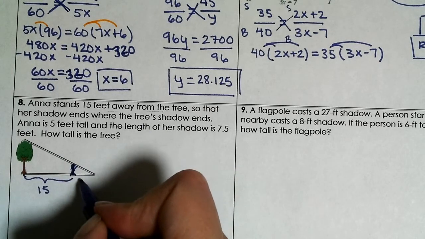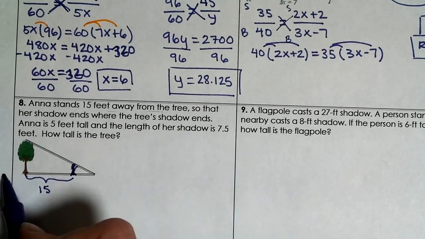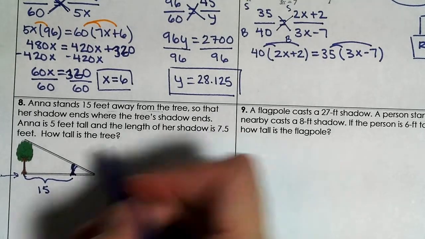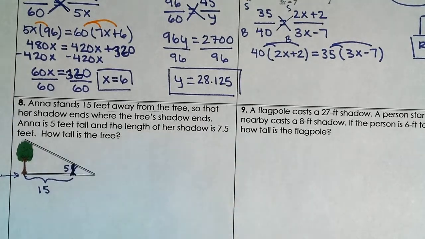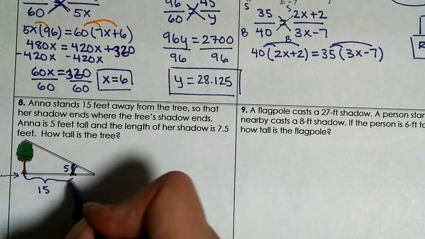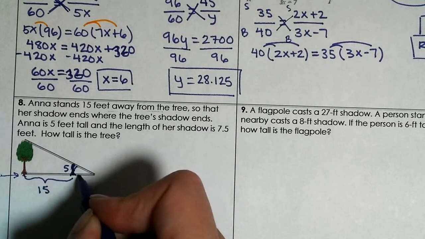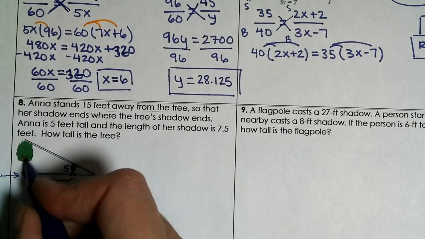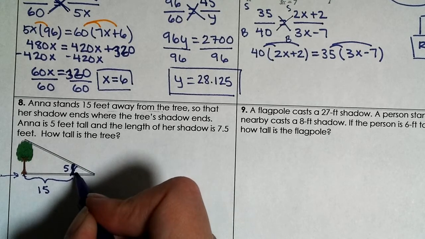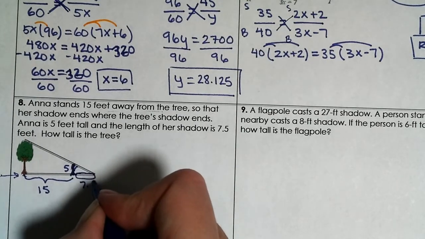Her shadow ends where the tree's shadow ends. So your shadow is always on the ground. So this right here is representing the shadows. Anna is 5 feet tall. I'm going to label that. There's Anna, she's 5 feet tall. And the length of her shadow is 7.5. So this bottom part is where your shadow would be. The tree shadow would be on the ground all the way out to here. This right here is going to be Anna's shadow, and it's 7.5 feet long.